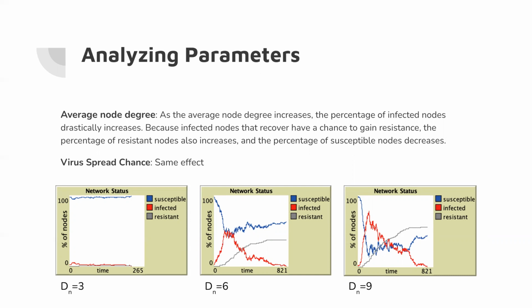And we discovered that another parameter has a very similar effect on how the virus behaves in the model, and that's the virus spread chance. So again, as the chance that any given node becomes infected increases, the percentage of infected nodes drastically increases, of course. This has an identical effect on whether nodes gain resistance, all else being held constant.